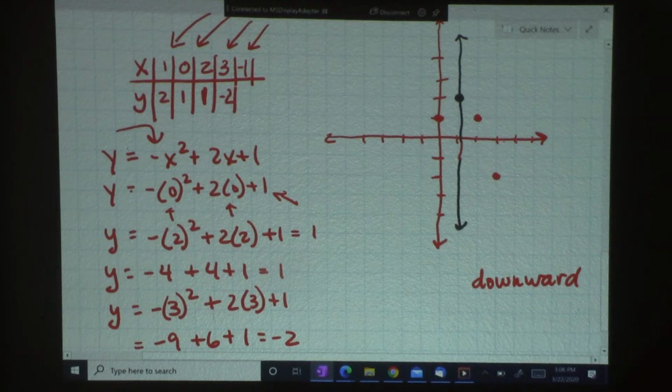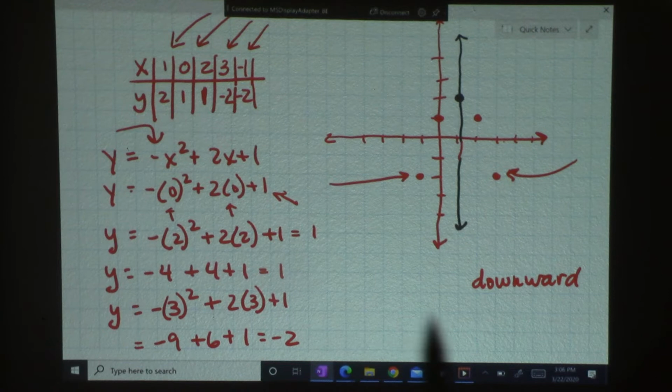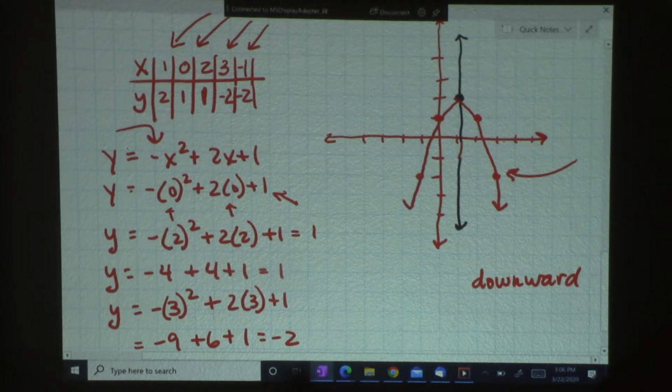Now what do you notice? Sorry, that's hard to read. What do you notice? -1, 2. They mirror each other, don't they? So if I find this point, I don't actually have to do all the work to find the other one on the other side of the axis of symmetry. Because by definition, the axis of symmetry cuts it in half and creates a mirror. Okay, so this comes down like this, and this comes down like this. Okay, so there's our graph.